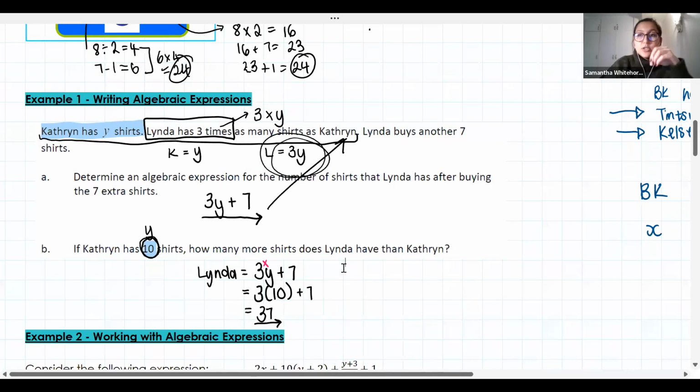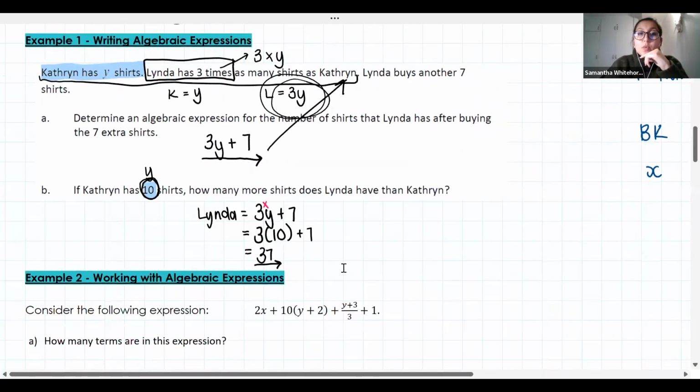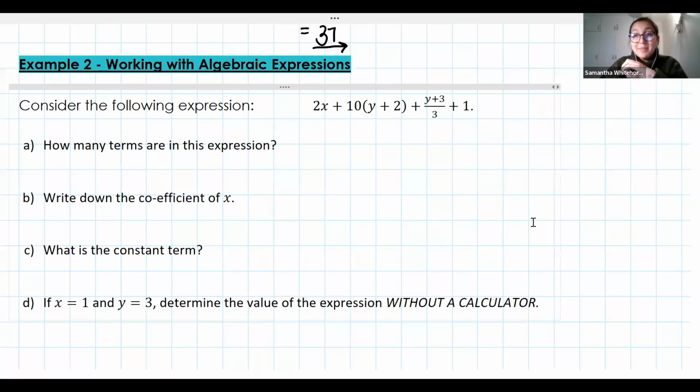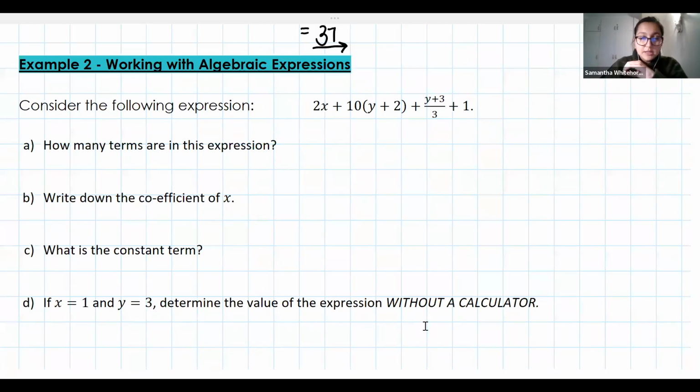Righto. Now, in addition to these expressions, and like I say, this is going to become a lot more useful when we start doing equations, we also need to know our basic terminology when working with algebraic expressions. We've done these many, many times, and I really hope we all remember these definitions, but we're going to go through them again just in case. Here I'm giving you an expression, and like I've said before, this is how we often like to test, do you know your terminology? Do you know the meaning of certain definitions or words? Here I've given you an expression: 2x plus 10 times (y plus 2) plus (y plus 3) over 3 plus 1. There's a fair amount going on, and this is what we like to do.